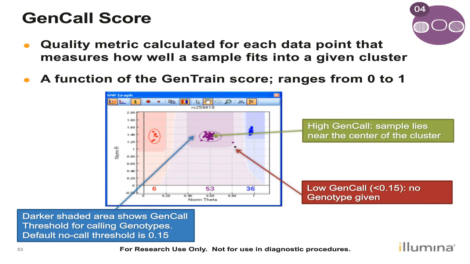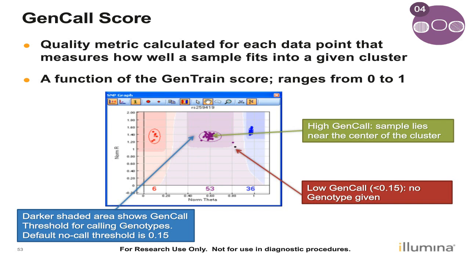And this shaded area actually represents the GenCall threshold for calling genotypes. So if a sample is not necessarily within the cluster, but it's within this darker shaded area, the software can still call a genotype for that sample. Whereas you can see in the black dot that if it falls outside that shaded area, no genotype is given.